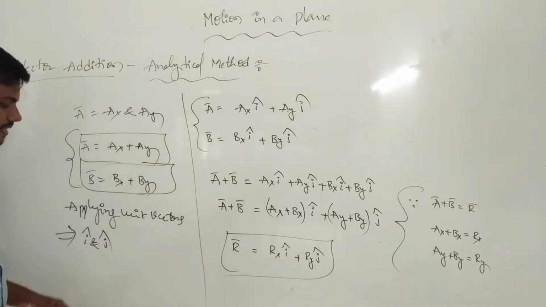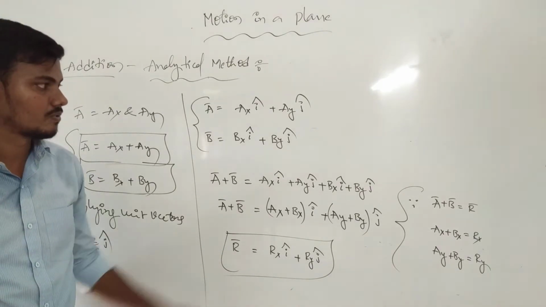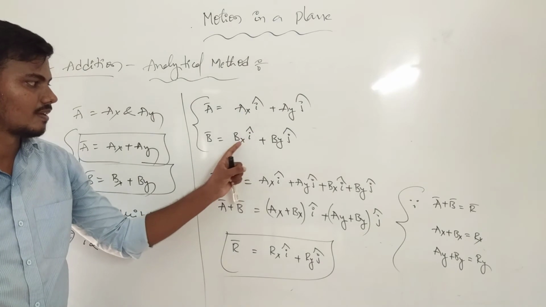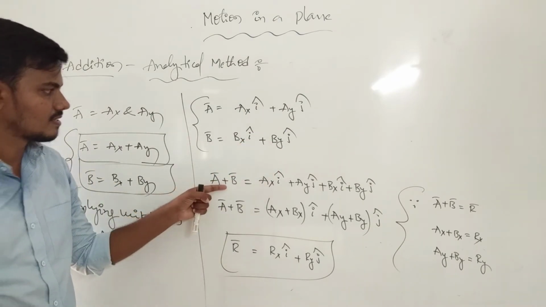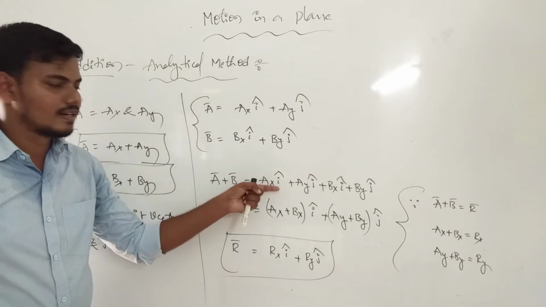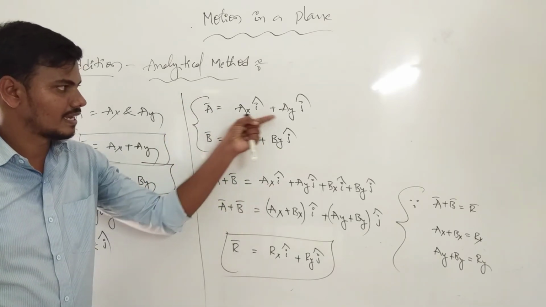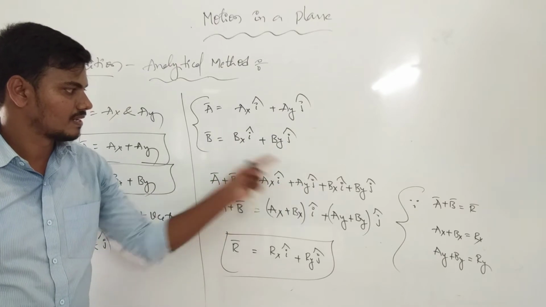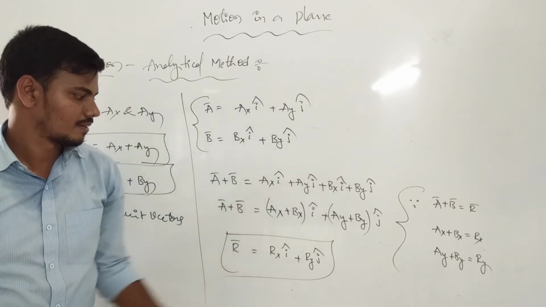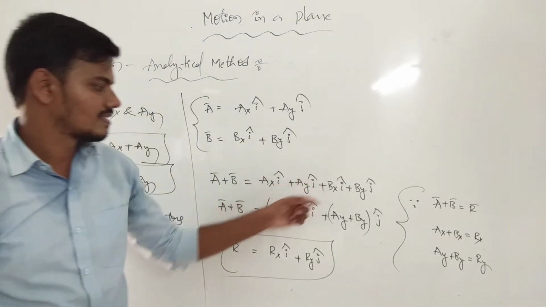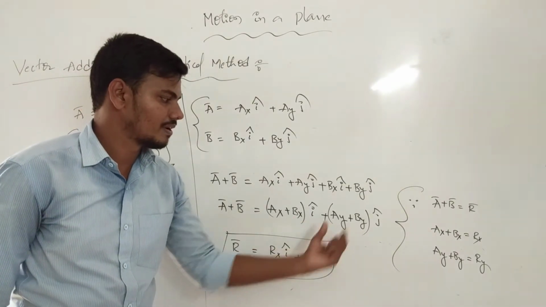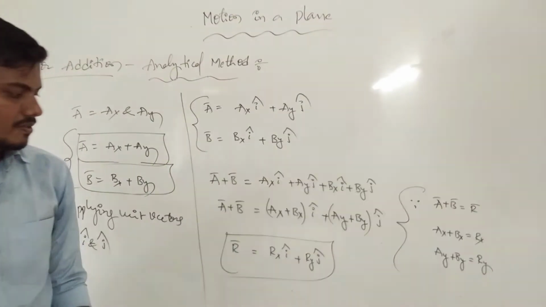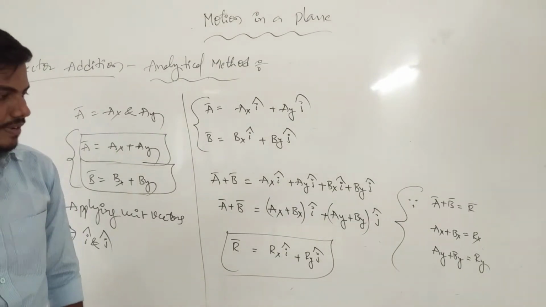Applying unit vectors I cap and j cap, now A bar is equals to Ax into I cap, Ay into j cap, and B bar is Bx into I cap, By into j cap. A bar plus B bar, we can add. Ax into I cap plus Ay into j cap plus Bx into I cap plus By into j cap. Both I caps we can combine into one part, Ax plus Bx. Similarly Ay plus By. So R bar is equals to Rx I cap plus Ry j cap.